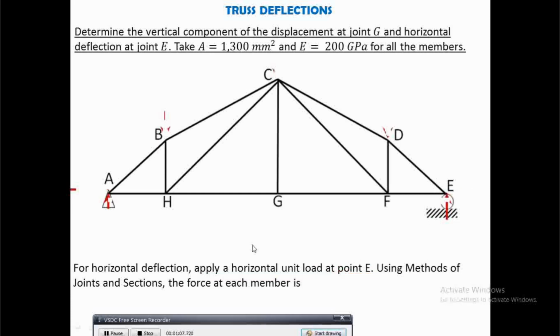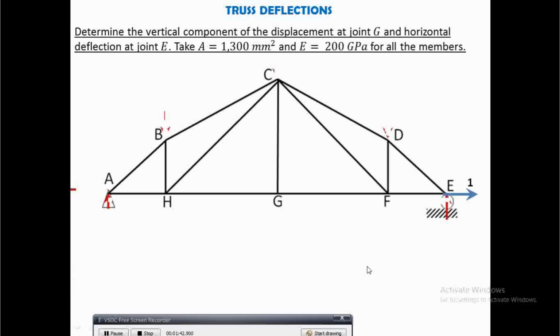After that, na nailagay na natin yung ating unit load horizontally at point A, we're going to use method of sections or method of joints to determine the values for each members gaya ng ginawa natin previously. Kunin natin kung ilan yung mga values ng mga members na to. Now again, we have to determine the values for each members using the 1 unit load na in-apply natin.